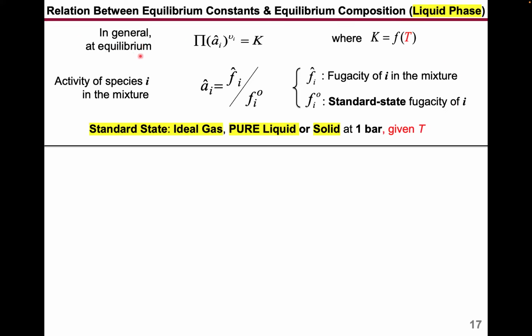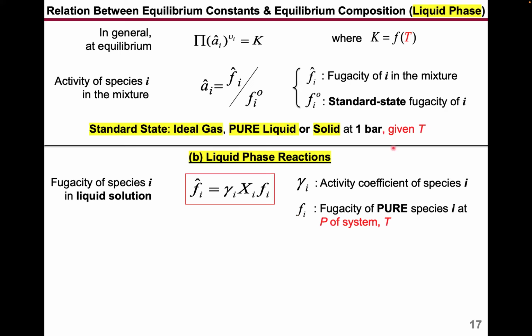In general, at equilibrium, this equation holds. And then K is only a function of temperature, right? Again, this also holds. In the end, you just need to find the activity of your species i in the mixture, which is equal to the fugacity of i divided by the fugacity at the standard state, alpha i, the activity. Now for the standard state, if you are talking about liquid, we are talking about pure liquid at a given temperature.